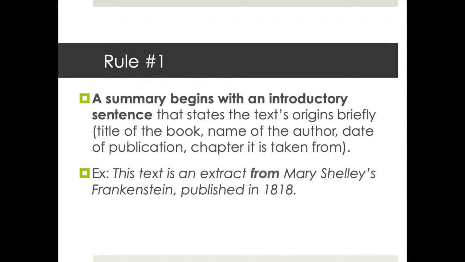Rule number 1. You should start your summary with an introductory sentence that states the text's origins briefly: the title of the book, the name of the author, the date of publication, the chapter it is taken from. For example, this text is an extract from Mary Shelley's Frankenstein, published in 1818. One piece of advice, keep it short. You're writing a summary, so this introductory sentence should be short and to the point, as in the example here.